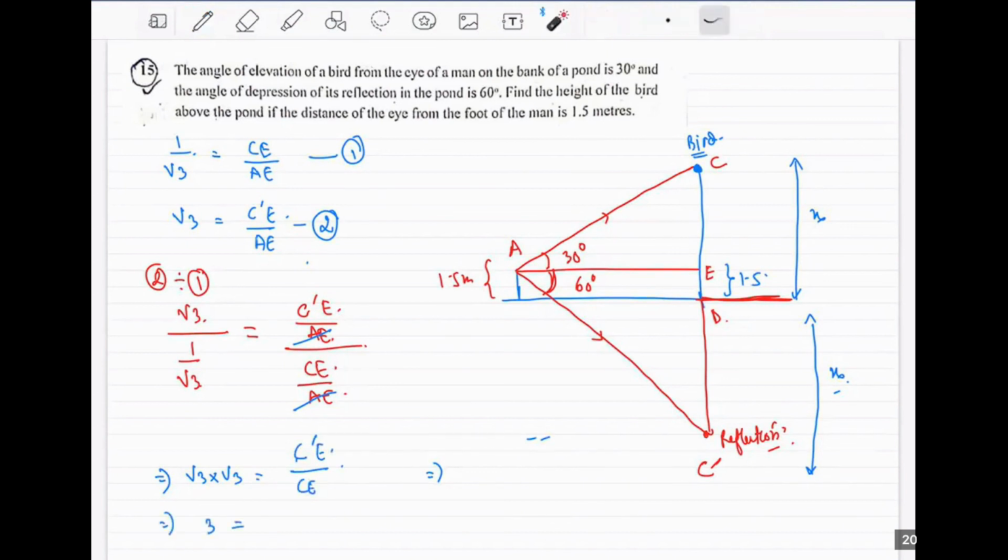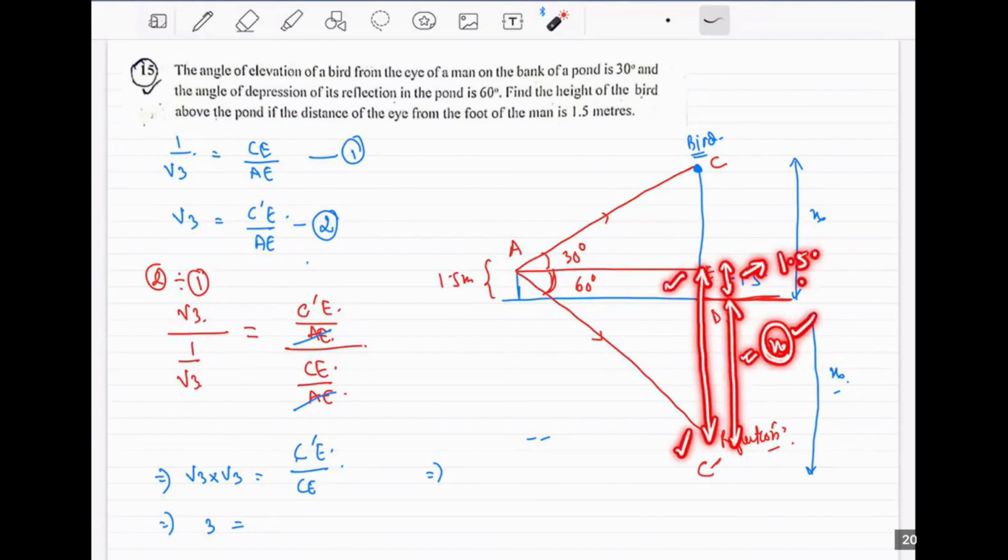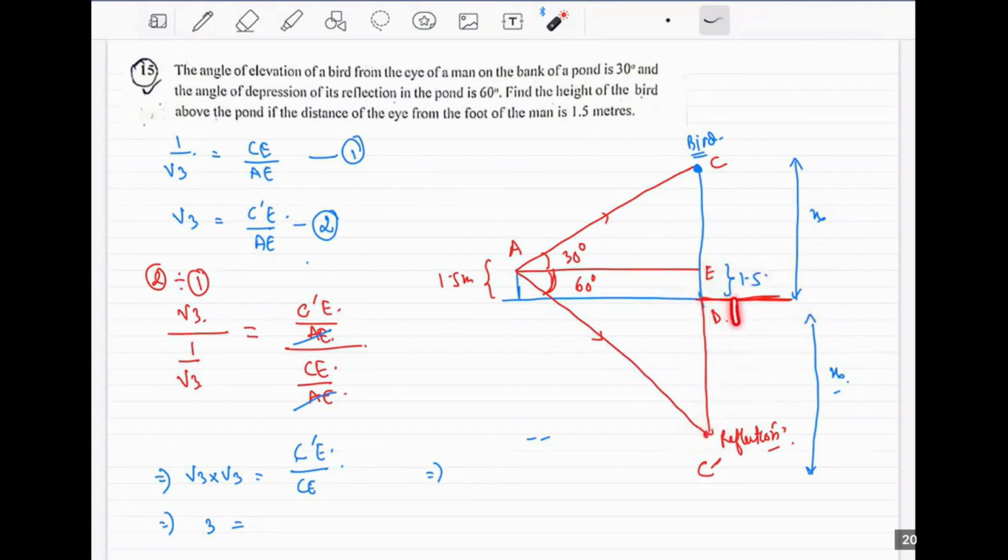C prime E. Okay, time to find out what is C prime E. C prime E is this part right here, isn't it? Look at the highlighted portion. This is CE. CE consists of two parts. One part is this, one part is this. So this down part is equal to X, and this small part here is equal to 1.5. So for C prime E, we have to add X and 1.5. Get it? This part is X, this part is 1.5. So the total should be X plus 1.5.